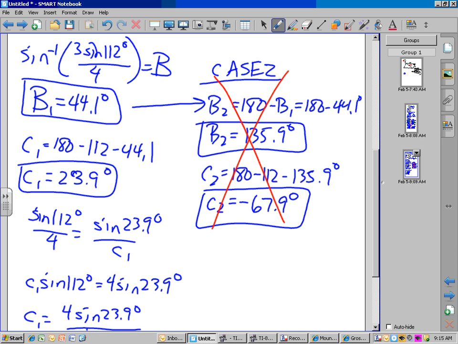Okay, and the no-triangle possibility is when you take the inverse for the first time and you get an error. There's nothing to solve. You're done completely with the problem. No solution whatsoever. Do we have any questions on that?